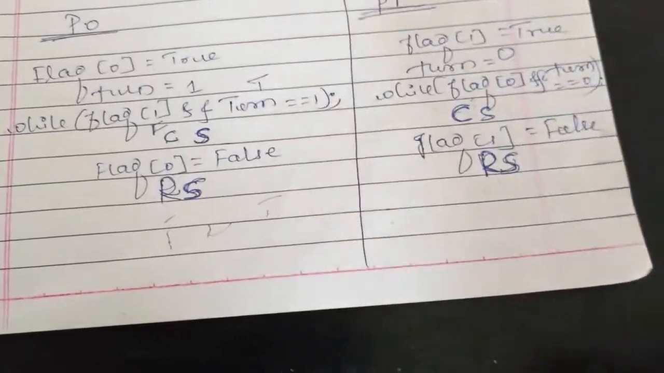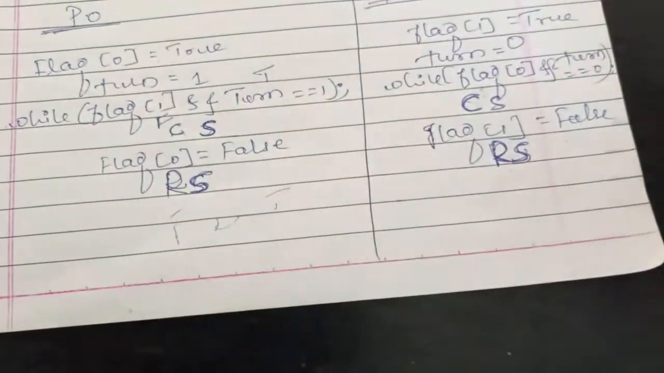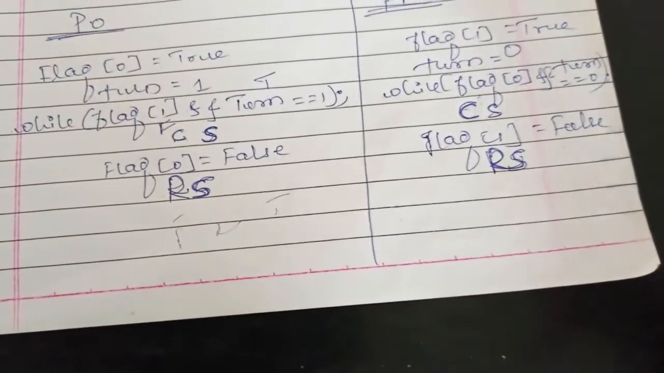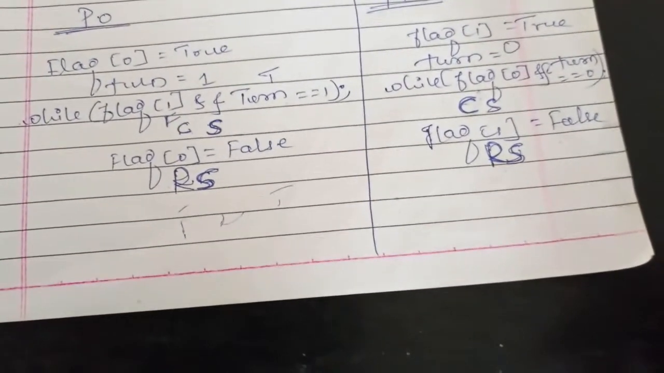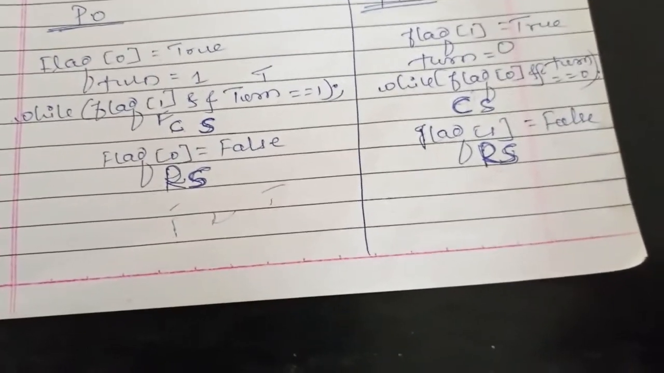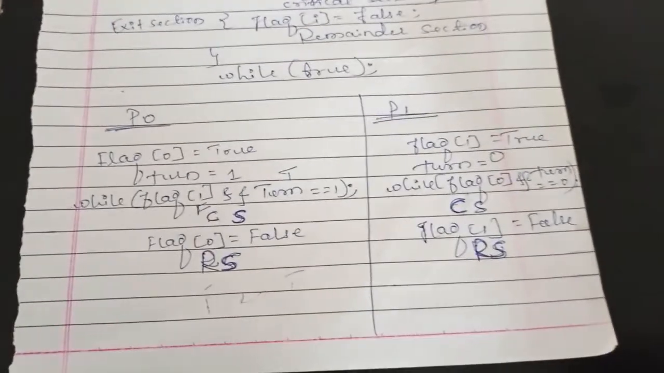So hence Peterson's solution satisfies all the three conditions, that is mutual exclusion, progress, and bounded waiting. So this is what Peterson's solution is.